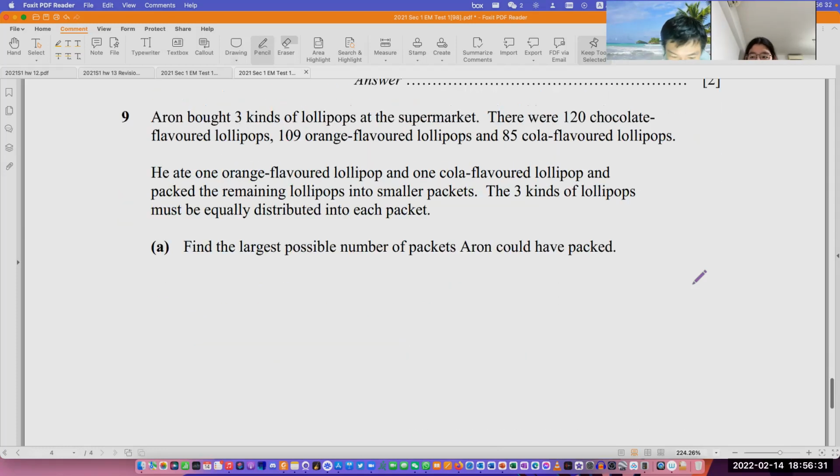This one, question 9. Question 9 is very tricky. Why? Because they say he ate 1 orange flavor. So 1 orange flavor is gone. So it's no longer 109, it's 108. And then they say 1 cola. So no longer 85, it's 84. Okay, good. Then how do you do this question?